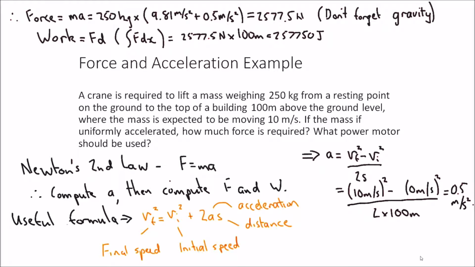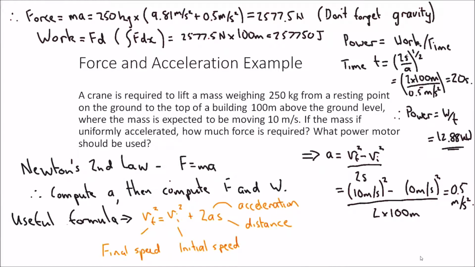The next step is to compute the power required. Power is just work divided by time if your work's not changing over time. So we need to know what the time is. We can use that formula shown there to compute time, and we can see that it would take about 20 seconds to lift that mass from ground up to 100 meters above ground level. Using this time, we're able to compute the power, which is W divided by t. That gives us about 12 kilowatts, which is reasonable for a crane.